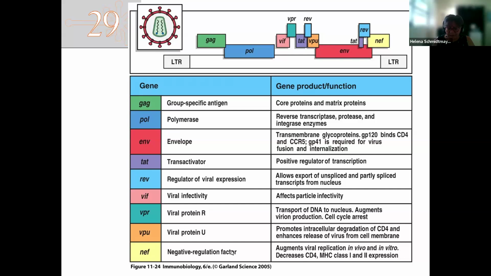It was called negative regulation factor, however, it is not affecting the virus negatively, quite the opposite. It augments viral replication in vivo and in vitro. And in addition, it downregulates from the surface CD4 and also MHC class 1 and 2. And you recall that MHC class 1 is critical for recognition of infected cells by CD8. So this downregulation enables the infected cells to escape immune surveillance.